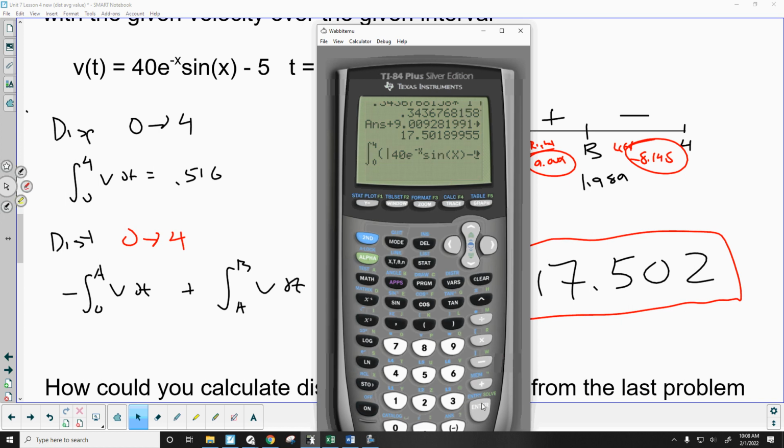You see this little line moving? It means it's working. Boom, 17.502. Okay? Got it? So, here's what you're going to do.